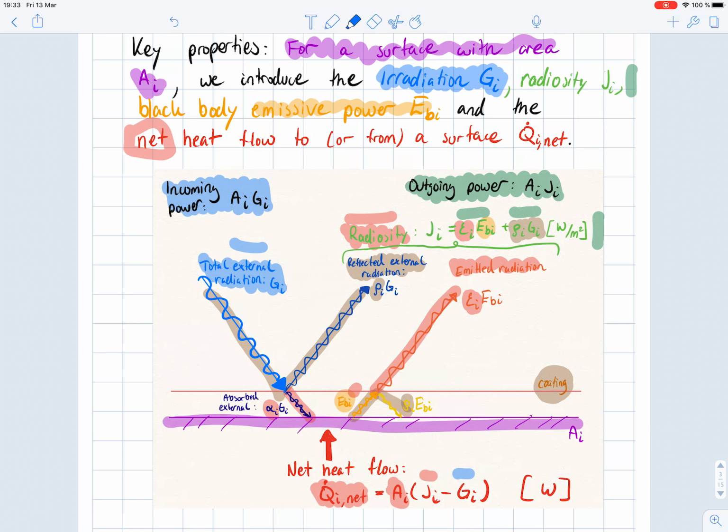So here we see that if the radiosity is greater than the irradiation, that means that this difference will be a positive number, and the net heat flux will be positive, meaning that the surface is outputting positive energy into the system itself, which is now here. We'll come back to this in greater detail in the future lectures.